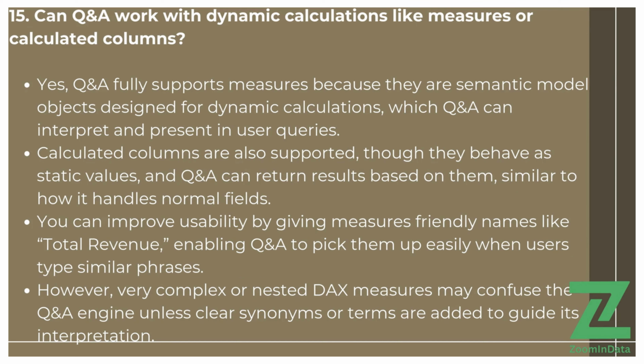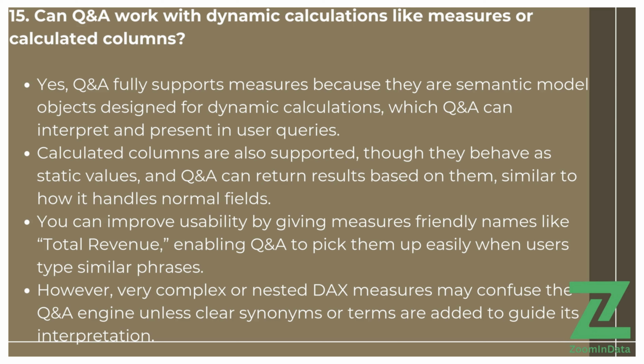15th question. Can Q&A work with dynamic calculations like measures or calculated columns? Yes, Q&A fully supports measures because they are semantic model objects designed for dynamic calculations, which Q&A can interpret and present in user queries. Calculated columns are also supported, though they behave as static values, and Q&A can return results based on them, similar to how it handles normal fields.